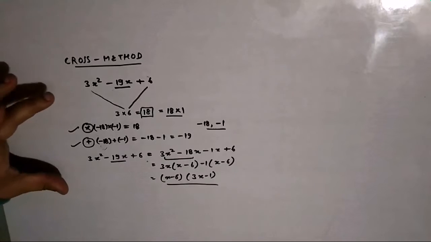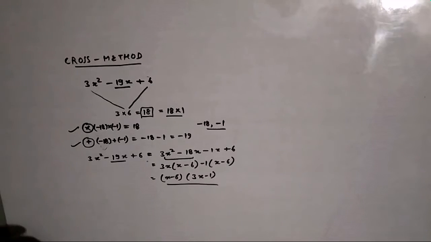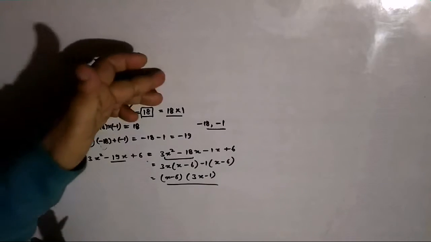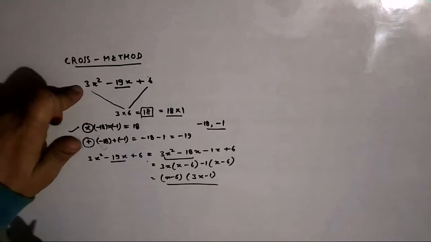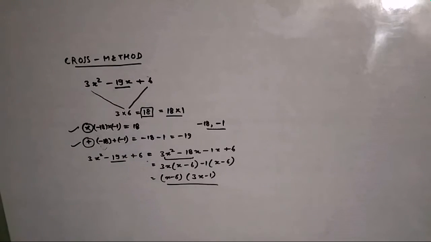That method is called the criss-cross method or the cross method, because we multiply the last term and the coefficient of the first term. Okay, so let us do the next question.